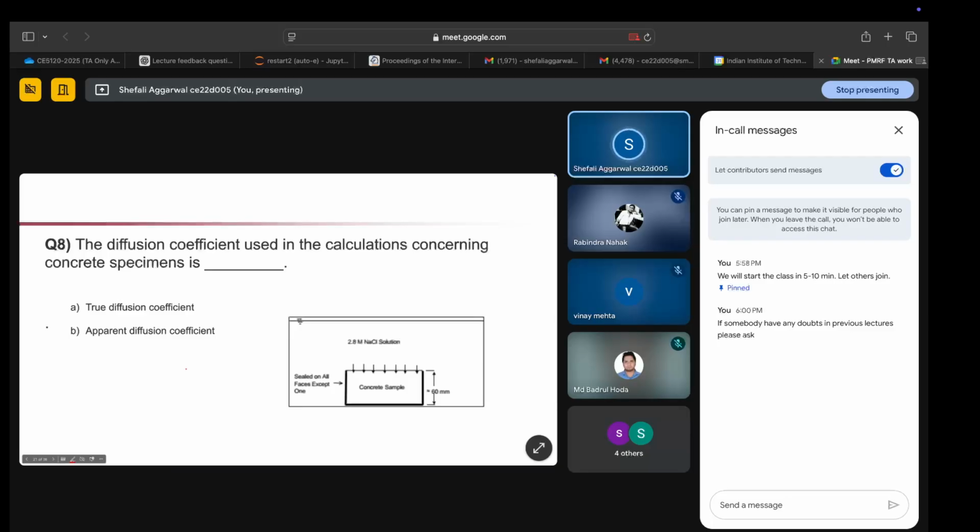The diffusion coefficient used in the calculations concerning concrete specimen is true diffusion coefficient or apparent diffusion coefficient? B. Correct. So in case of our concrete specimen which are lab prepared, whatever we are calculating as diffusion coefficient will always be considered as apparent diffusion coefficient.